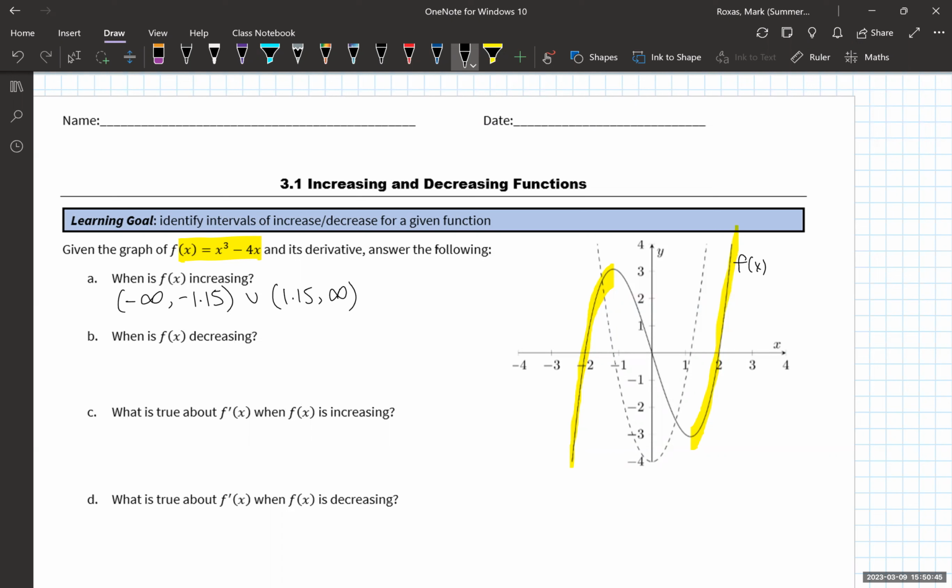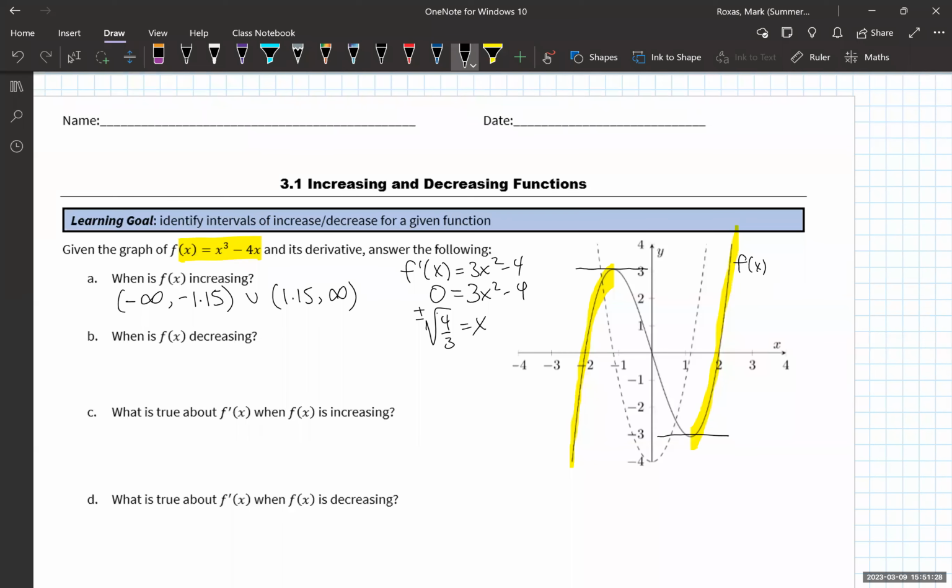If you're not sure how we get 1.15, just think of the derivative: f'(x) is 3x² − 4 using the power rule. If I solve for f'(x) equal to 0, this is where the slope of the tangent line at those points is 0. That's what I'm looking for. When is f'(x) equal to 0? Solving for x, I get x equals plus or minus the square root of 4 over 3, which is 1.15.